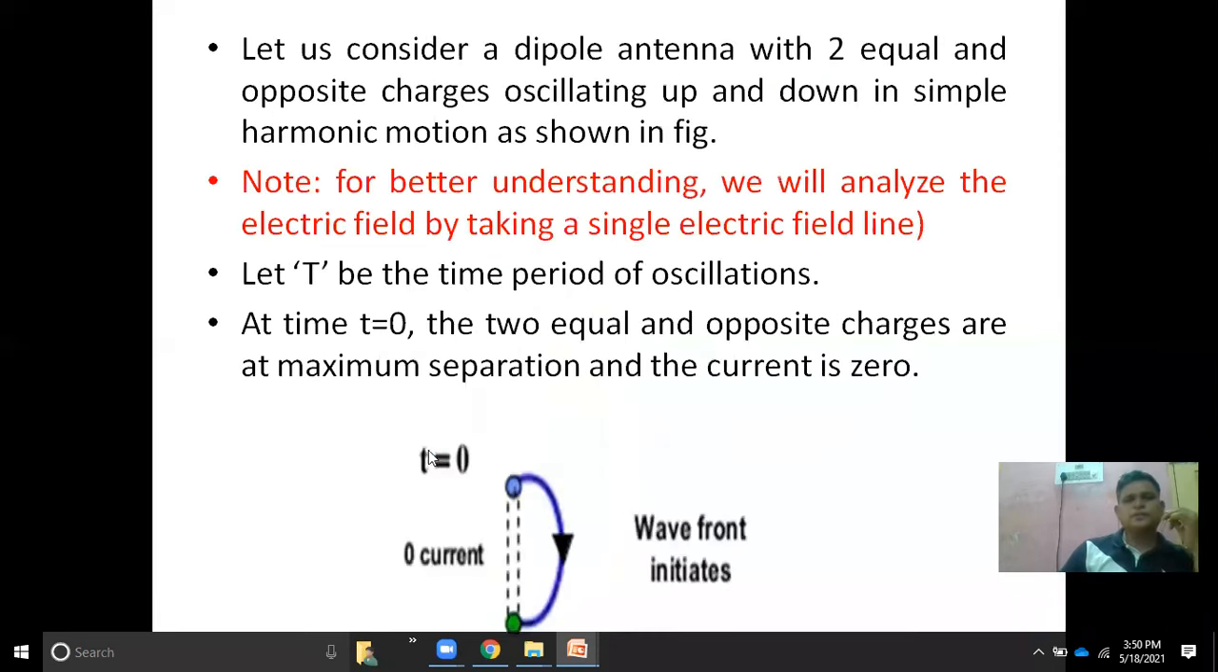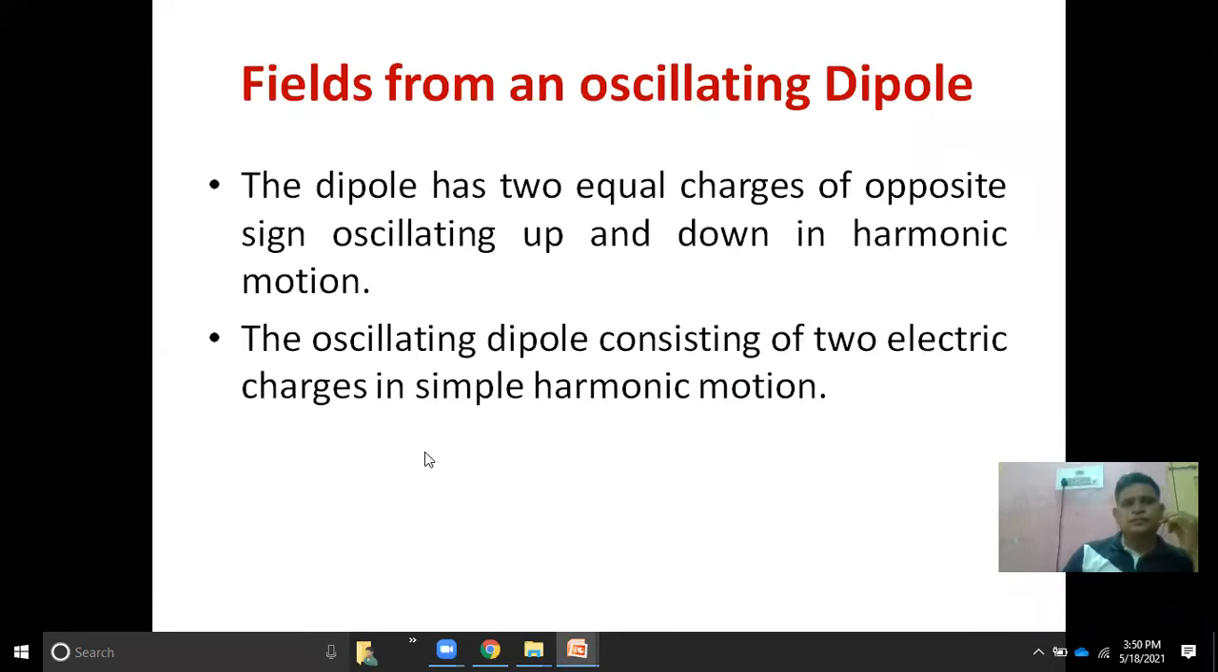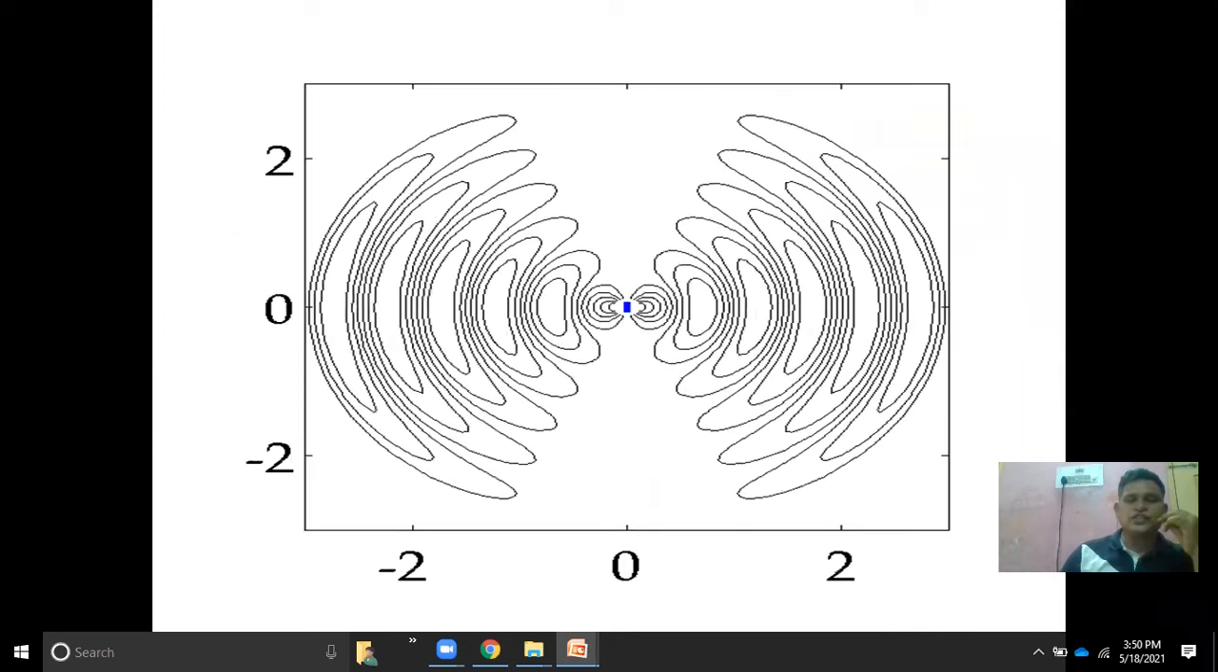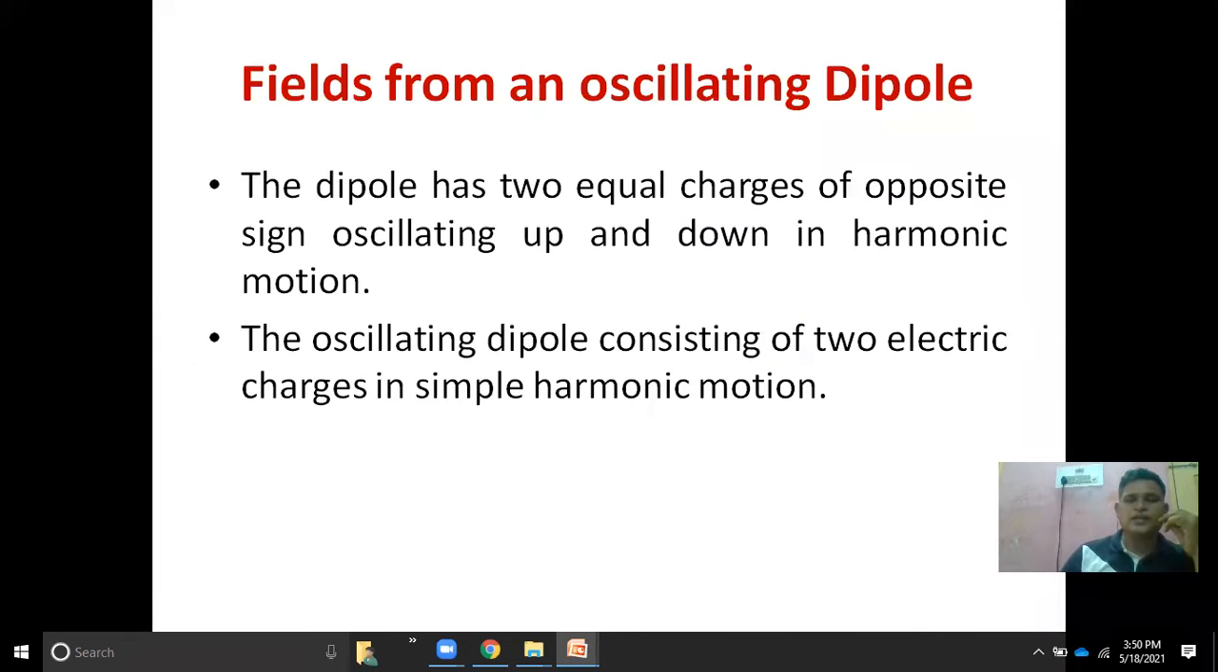This is about the fields from an oscillating dipole. Dipole means two poles. For our convenience, we are assuming that there are two equal and opposite charges, and they are oscillating in simple harmonic motion.